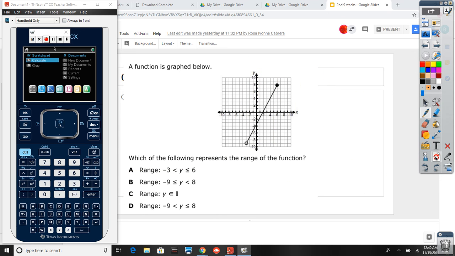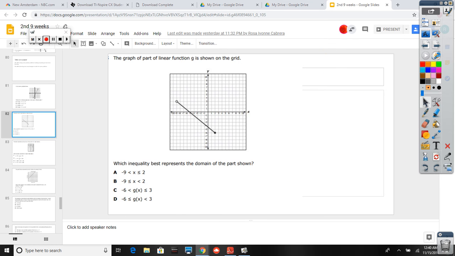Did I click? Yes, I did. Okay, so let's go on to the next one. This next one is also a domain and range problem. It says the graph of part of a linear function g is shown on the grid. Which inequality best represents the domain? Opposite of the other one, which asked us for the range, this one is asking us for the domain. We said domain is x, and we're gonna go from left to right.